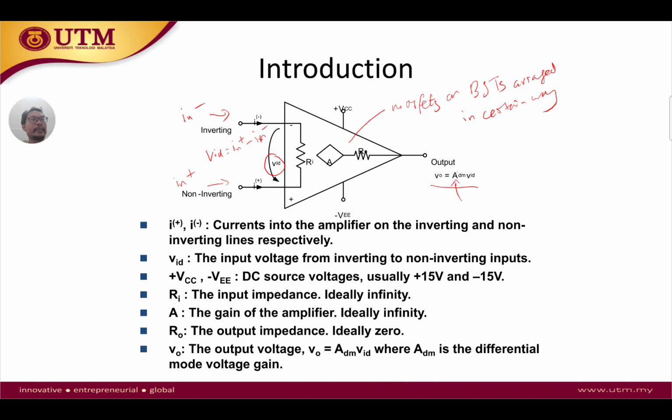And what is ADM? ADM is explained here, where ADM is a differential mode voltage gain, which you can say is infinity, 10,000, or very large. So your Vout in an open loop configuration will be close to infinity, regardless of your VID. That's one characteristic there.